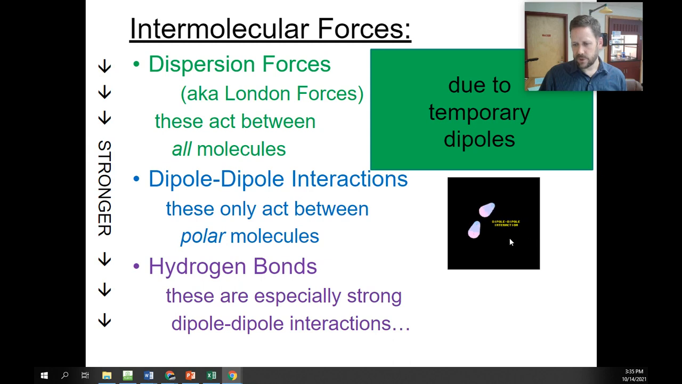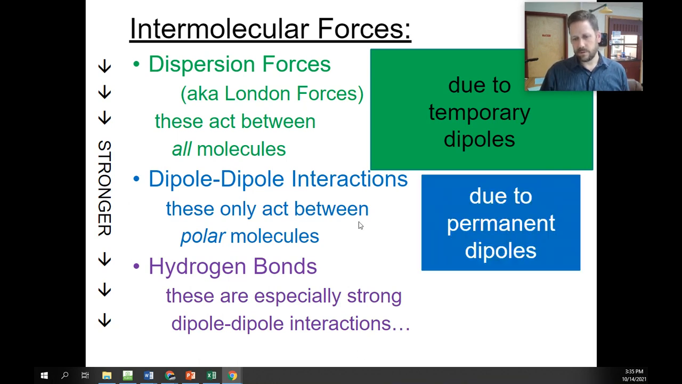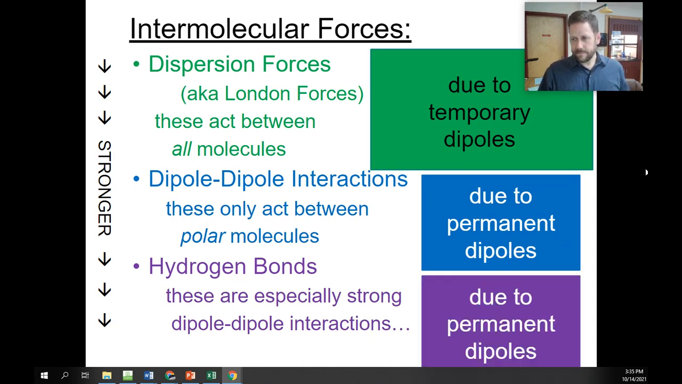And you can see for just a moment when they're close to each other, the negative side of one is attracted to the positive side of the other, and that's the interaction we're talking about for just that moment. These dipole-dipole interactions can only act between polar molecules, molecules which have a permanent dipole. So let's take a look at the last type of intermolecular force, called hydrogen bond.